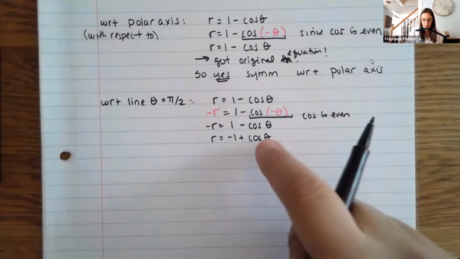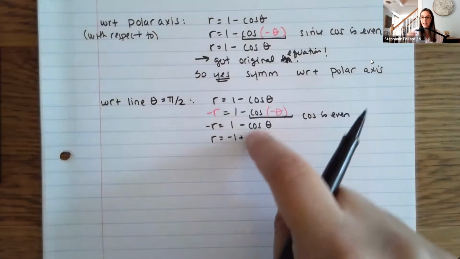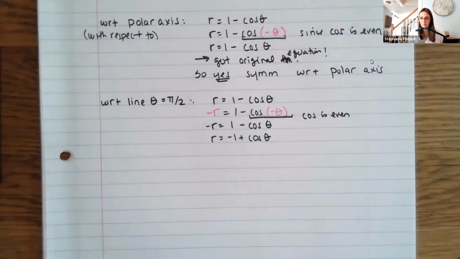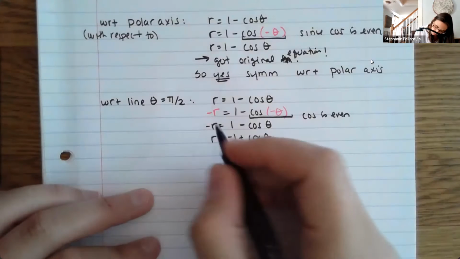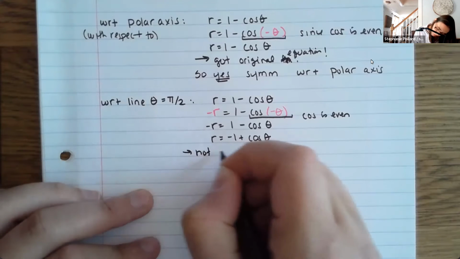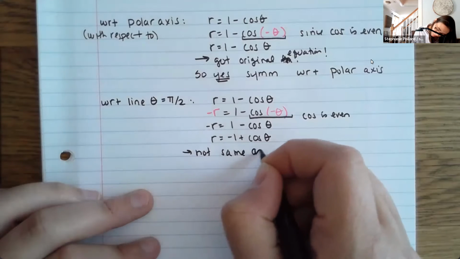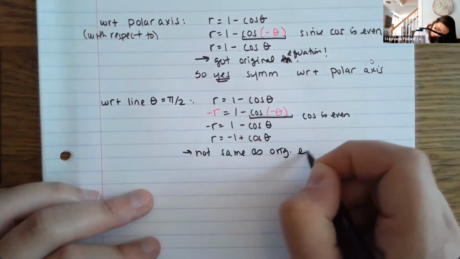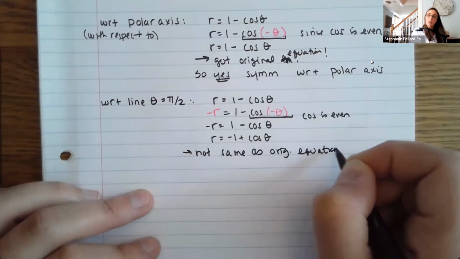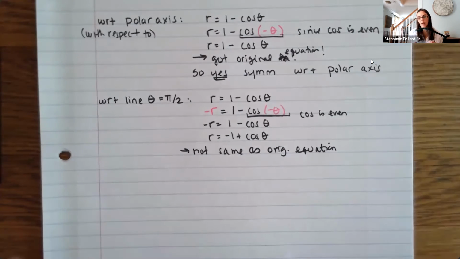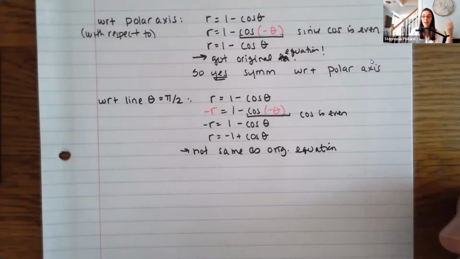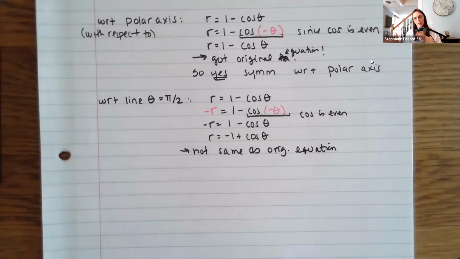And if I look at this one and this one, those are not the same. The negative's in the wrong position, right? It's not the same as the original equation. So when this happens for polar equations, basically it just doesn't tell you anything. It doesn't tell you that there is symmetry. It doesn't tell you that there is not symmetry. It just says, hey, I don't know.